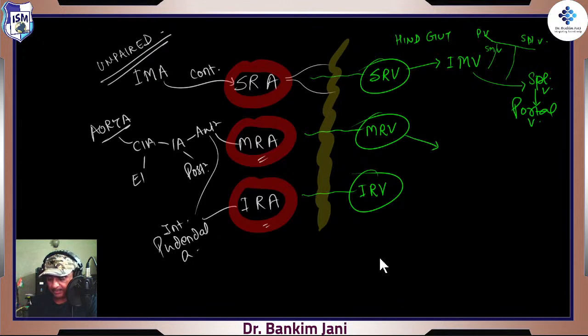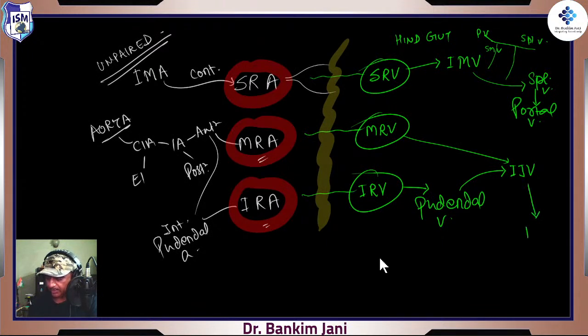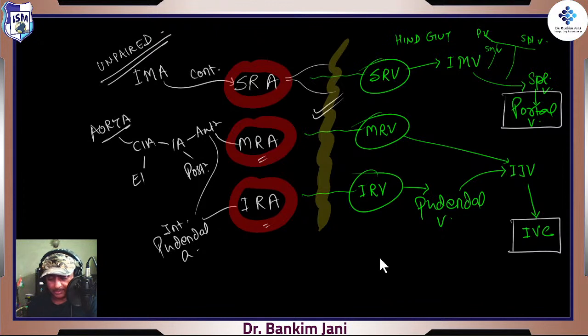About the middle rectal and inferior rectal, again the same style. Inferior rectal, that would be landing into the pudendal vein, right? This pudendal vein will be draining into internal iliac vein. This middle rectal, that would drain directly into internal iliac vein, and then it would go into the IVC. So see, we have now two systems with us, portal system and the caval system, right? So it means this area is now a junction between portal and the caval system, right?